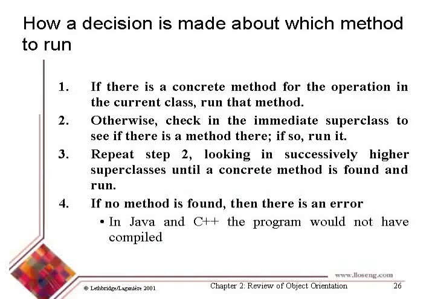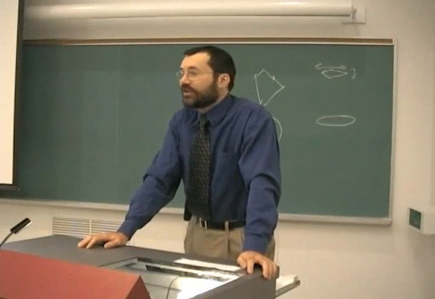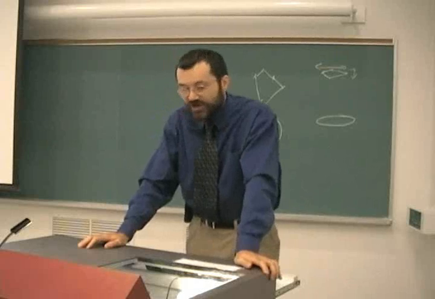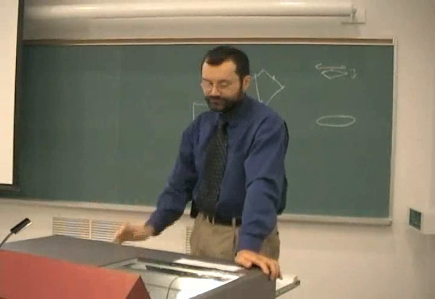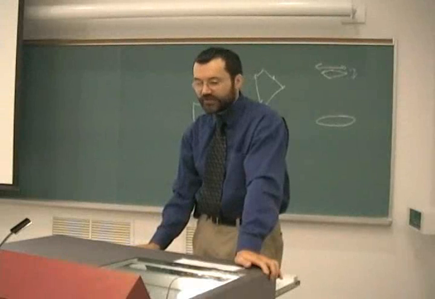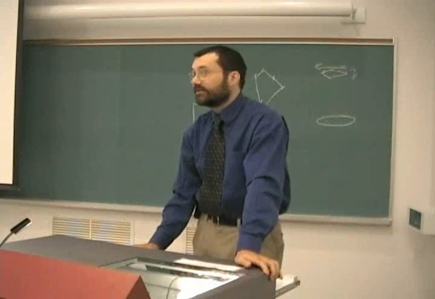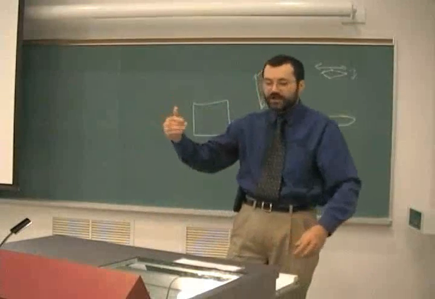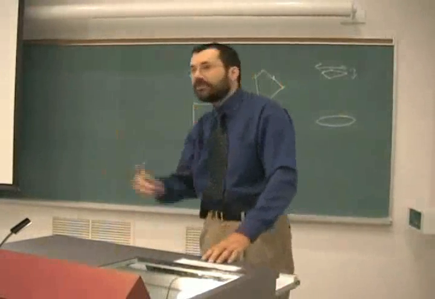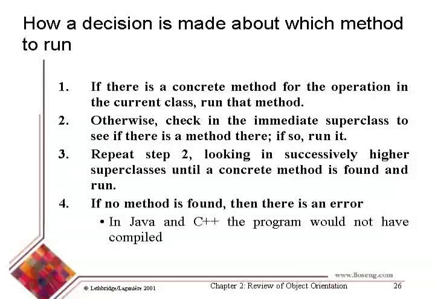Then, step 1. If there is a concrete method for the operation in the current class, run the method. So if, for example, we call getBoundingRectangle on a variable that happens to have a rectangle in it, then there is a concrete method right there, we'll run that. Step 2: otherwise, check in the immediate superclass to see if there's a method there, and if so, run it. Step 3: if not, look up in the superclass and repeat step 2. Keep looking up in the hierarchy until you find a concrete method. Step 4: if no method is found, there's an error.